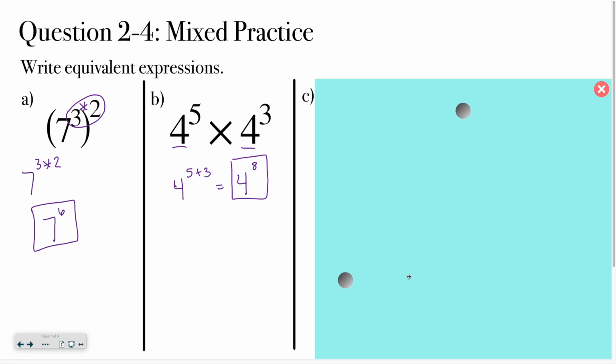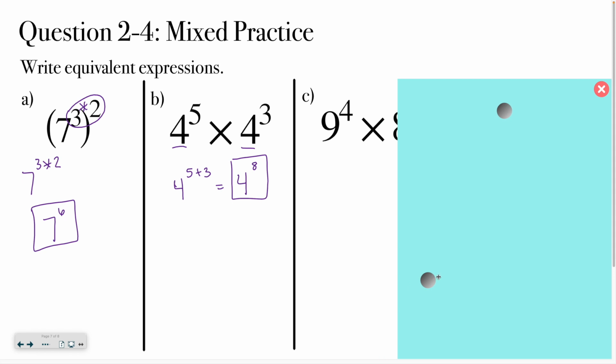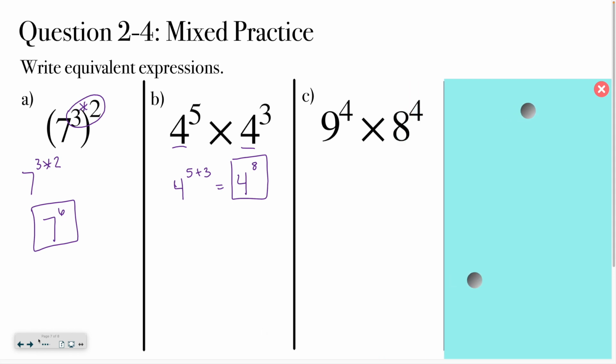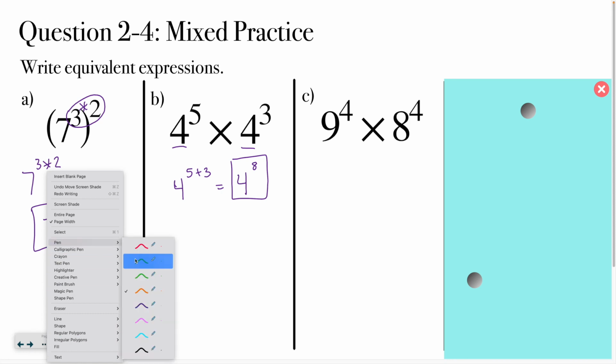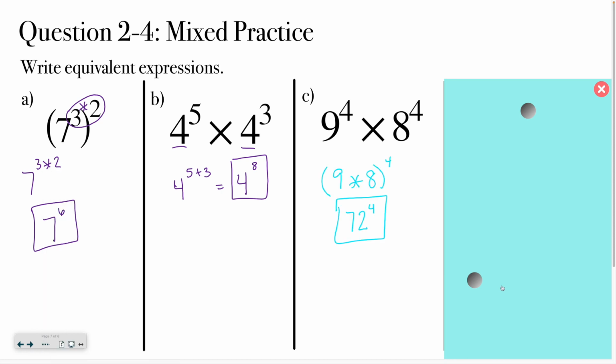Let's look at letter C. We have 9 to the 4th times 8 to the 4th. Go ahead and solve this one. Good luck. Alright, for this problem, hopefully you recognized that they have the same exponent but different bases, so I can group those bases together in parentheses. And I would get 9 times 8 raised to the 4th power. 9 times 8 is 72, so my answer is going to be 72 to the 4th power.